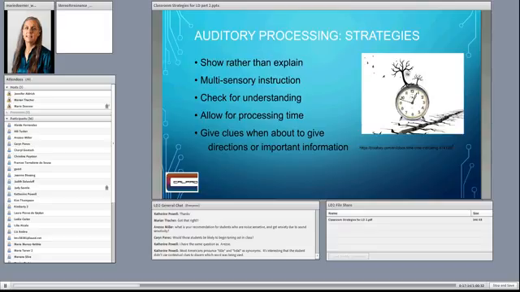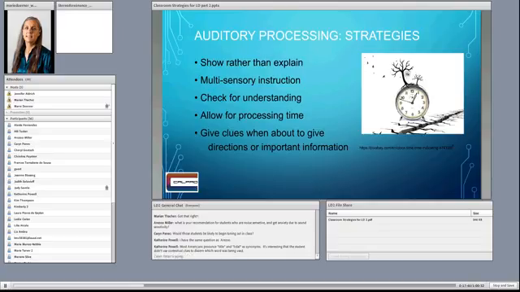So some of the strategies that I've used with auditory processing is really show rather than explain. And then multisensory, so the more that they can see it and hear it and do it, that will help as well. The other thing is to check for understanding, and sometimes choral responses will get you to do that.